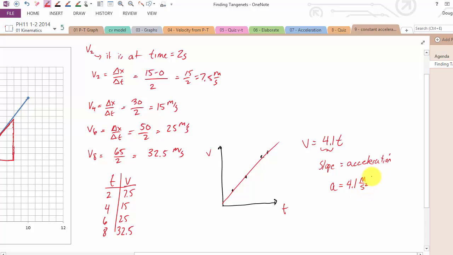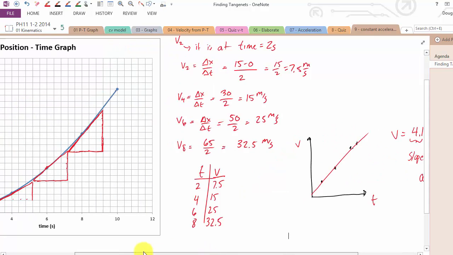So that's even a little bit further than we've gone in class. And we could say that this is the mathematical model for this graph that showed an object accelerating.